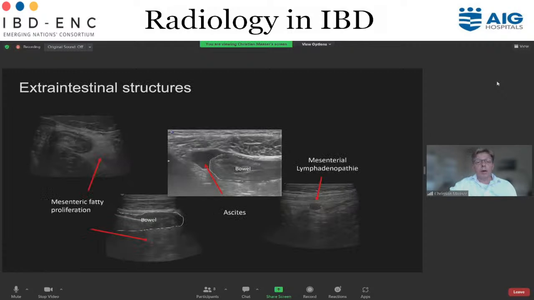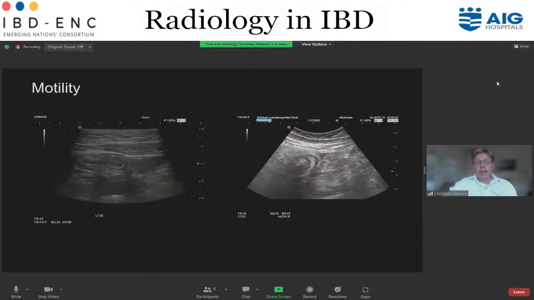Then you look beyond the bowel wall, and the most important parameter to look for is the mesenteric fatty proliferation. We know that this is a sign of inflammation, and it also helps you to find the inflamed bowel because you have this blackish dark inflamed bowel, and then this is surrounded by this whitish mesenteric fatty proliferation. You can also look for free fluid and for lymphadenopathy. And then you look for motility.